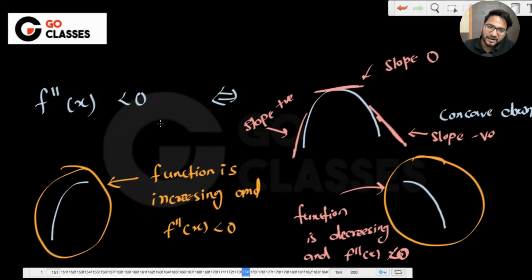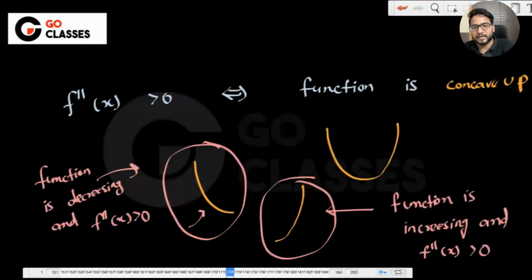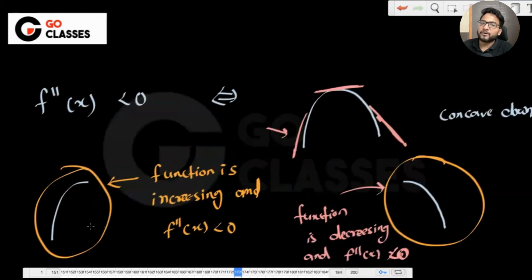So here are a few cases. I have made four cases. If f double dash x is greater than 0 and the function is decreasing, it will look something like this. If f double dash x is greater than 0 and the function is increasing, it will look something like this. If f double dash x is less than 0 and the function is increasing, it will look something like this. If f double dash x is less than 0 and the function is decreasing, it will look something like this. Are these four cases clear to everyone? Geometrically, is this making any sense?